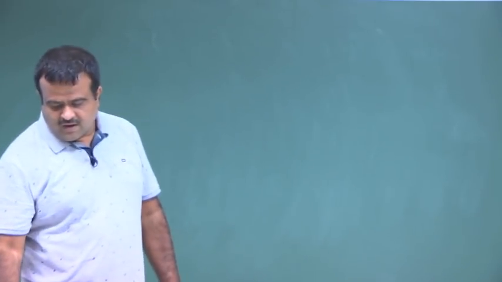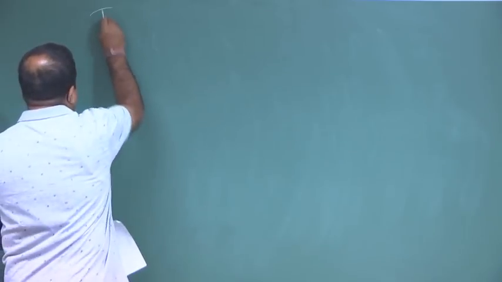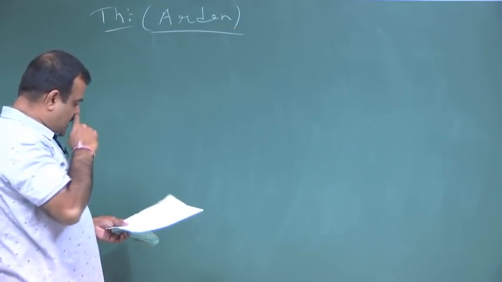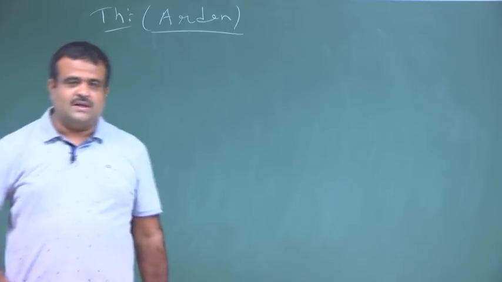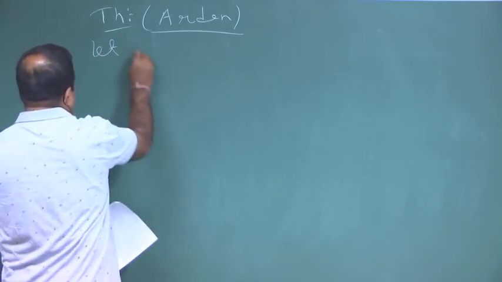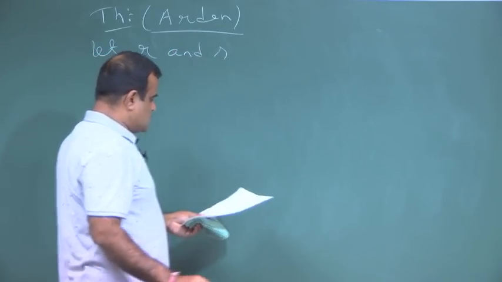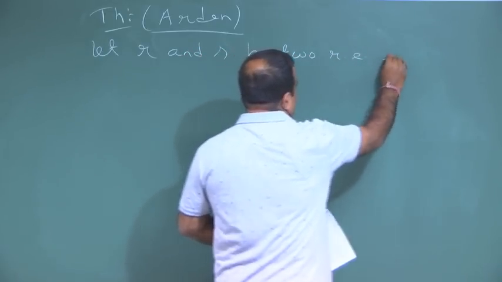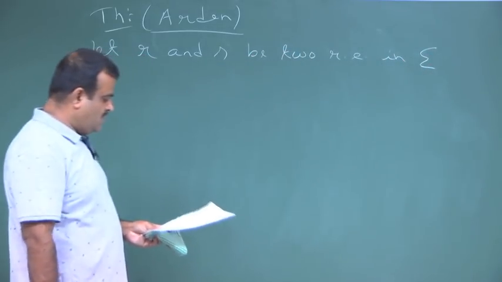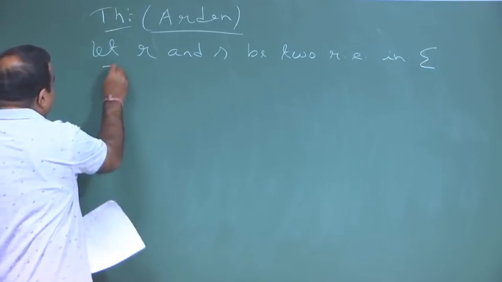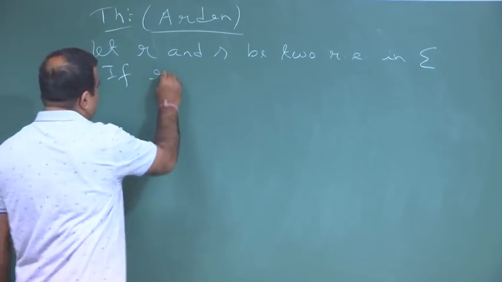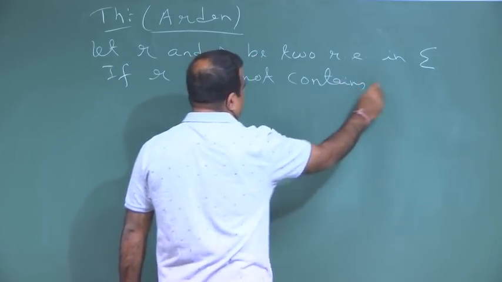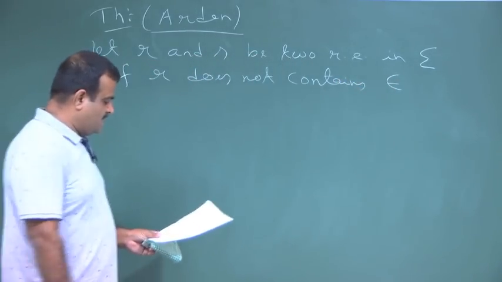Now we are going to use these properties to prove Arden's theorem. So, what is Arden's theorem? It is related to an equation in regular expressions. Let R and S be two regular expressions over sigma, the input alphabet, and if R does not contain epsilon, then only can we apply this.